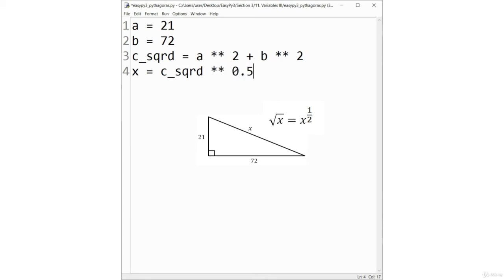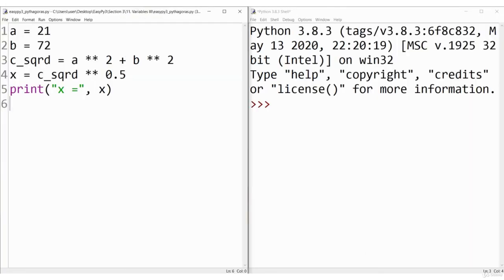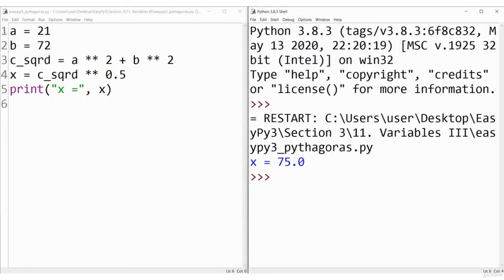And finally, we're going to output the result. So we're just going to write print "x is equal to", and then if you put a comma here, you can put your second argument, which is x, and this will print it together with a space. Now, if you save that and run it, you get x is equal to 75. Fantastic.